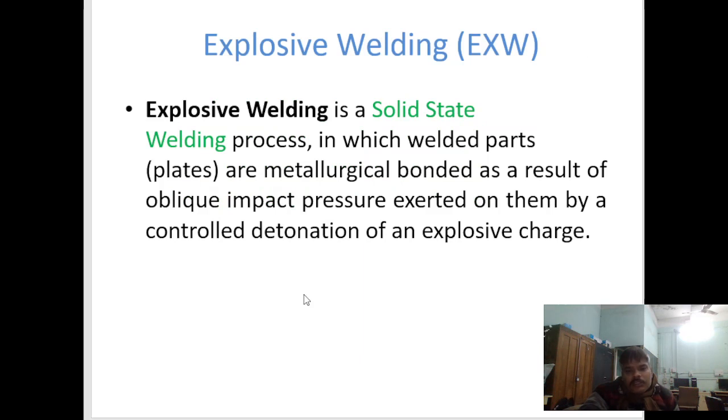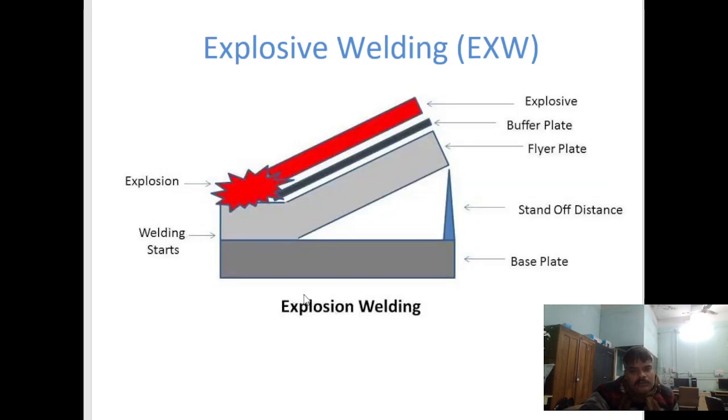Explosive welding is a solid-state welding process in which welded parts are metallurgically bonded as a result of oblique impact pressure exerted on them by a controlled detonation of an explosive charge. Explosion, buffer plate, flare plate, stand-off, base plate. Here, above the flare plate is the buffer plate, and on the buffer plate the explosion happens. Due to the explosion the flare plate strikes the base plate, and adhesion builds between the two pieces. It is used for joining two large pieces.